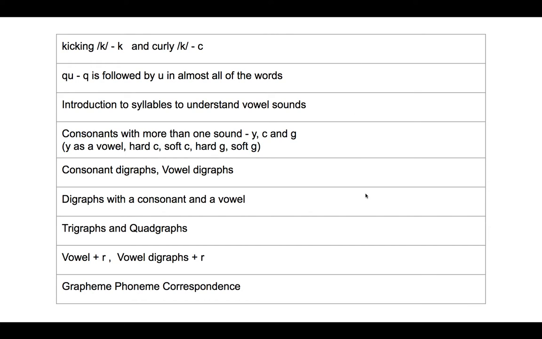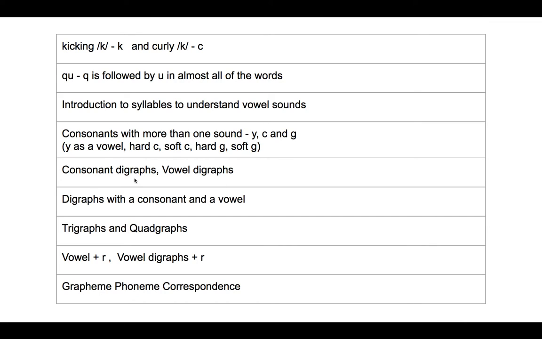And these are the concepts we discussed in this series. We saw what is kicking ka, curlica, and Q is followed by U in most cases. We saw an introduction to syllables to understand the vowel sounds. And we saw the consonants with more than one sound. Y as a vowel, hard C, soft C, hard G and soft G.